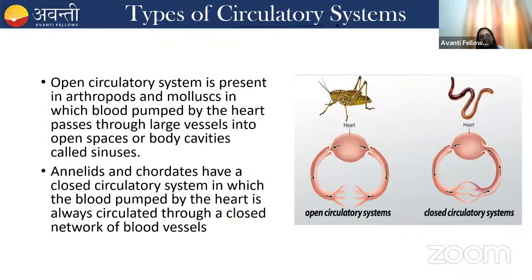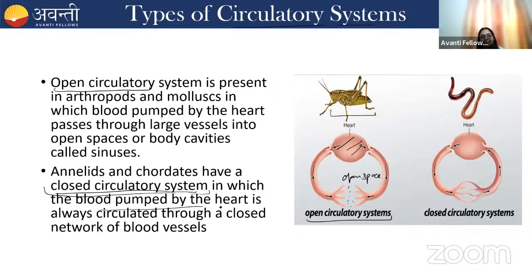Moving next is the type of circulatory system. There are two types of circulatory system: open circulatory system and closed circulatory system. In open circulatory system, the heart pumps the blood, it passes through the large vessels and it reaches the open spaces or sinuses. You can see that there's this open space. This type of open circulatory system is found in arthropods, in non-cephalopod mollusks, in Tunicata, which is Urochordata, Hemichordata, and Echinodermata.